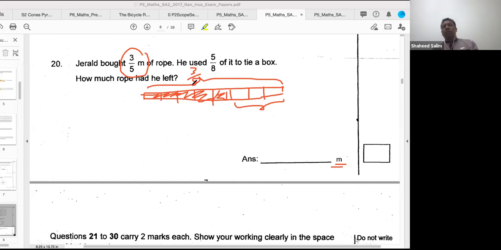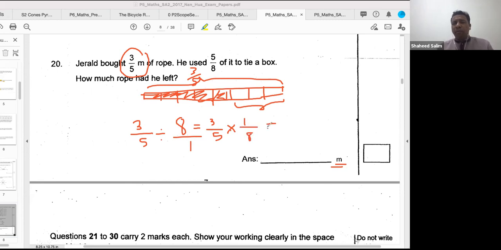You see how to do it? Okay. You want to find how much is left. There are 3 parts. You find 1 part first. How much is 1 part? 1 part is 3/5 divided by 8. You see why divided by 8? Because the whole thing is 3/5 and there are 8 parts. You find 1 part. There are a few ways of doing this question. So now you divide, change to times.